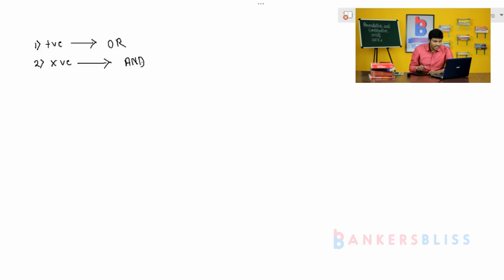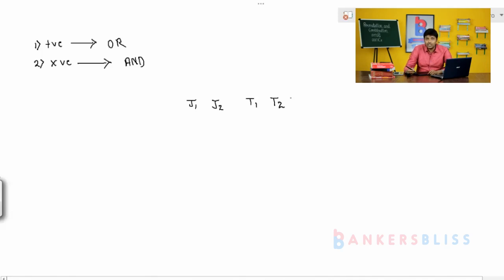Let us discuss. See here, consider 2 jeans and 2 t-shirts. I have to select one jean among the two and one t-shirt among the two. How many jeans can you select among the two? You can select J1 or you can select J2. Here you can select T1 or T2. So you have 2 ways to select one jeans, and again 2 ways to select one t-shirt.